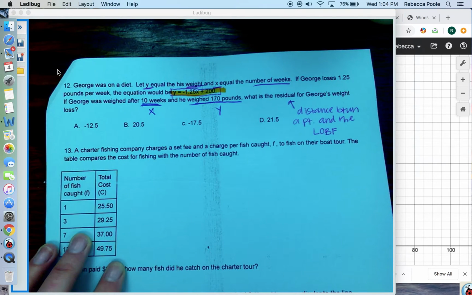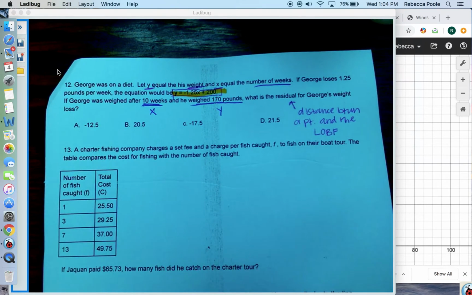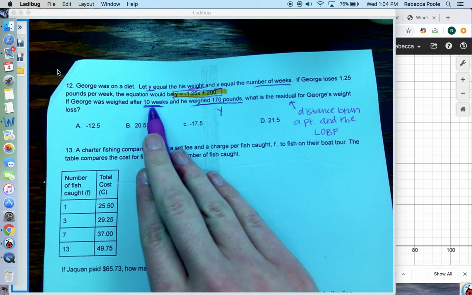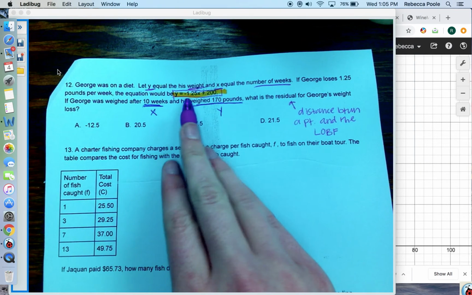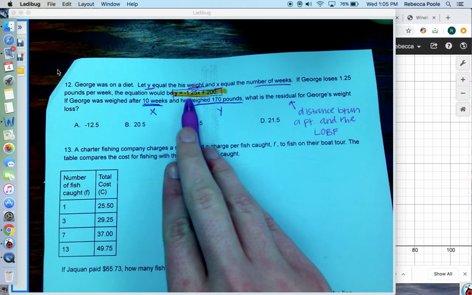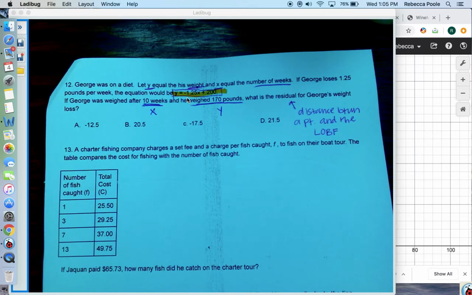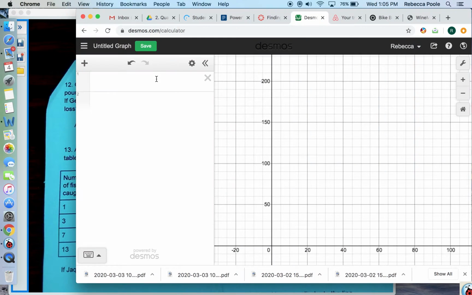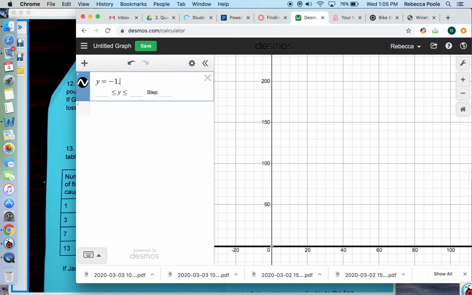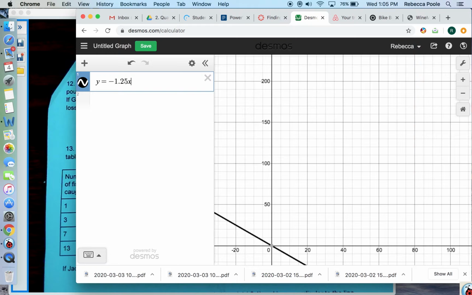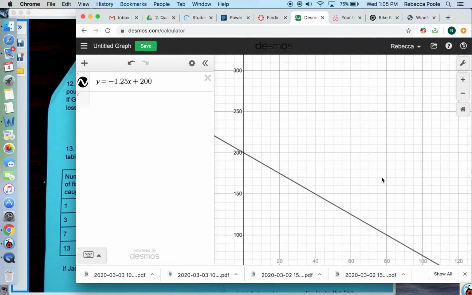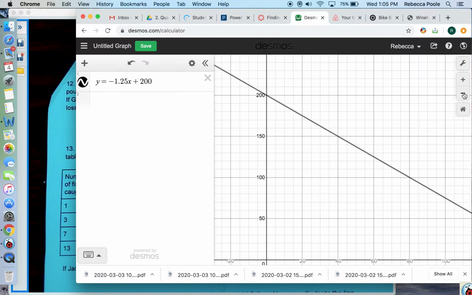Okay, so this is the calculator active section. I don't feel like graphing the point 10, 170 by hand, and I don't feel like graphing with a decimal by hand, so I'm going to go put these two pieces of information in Desmos. The first thing I'm going to type in Desmos is our equation. So I'm going to go to box 1 and type in y equals negative 1.25x plus 200. And there's my line graph right there. Remember, if you can't see it, you can drag the screen. You can also zoom out or zoom in.